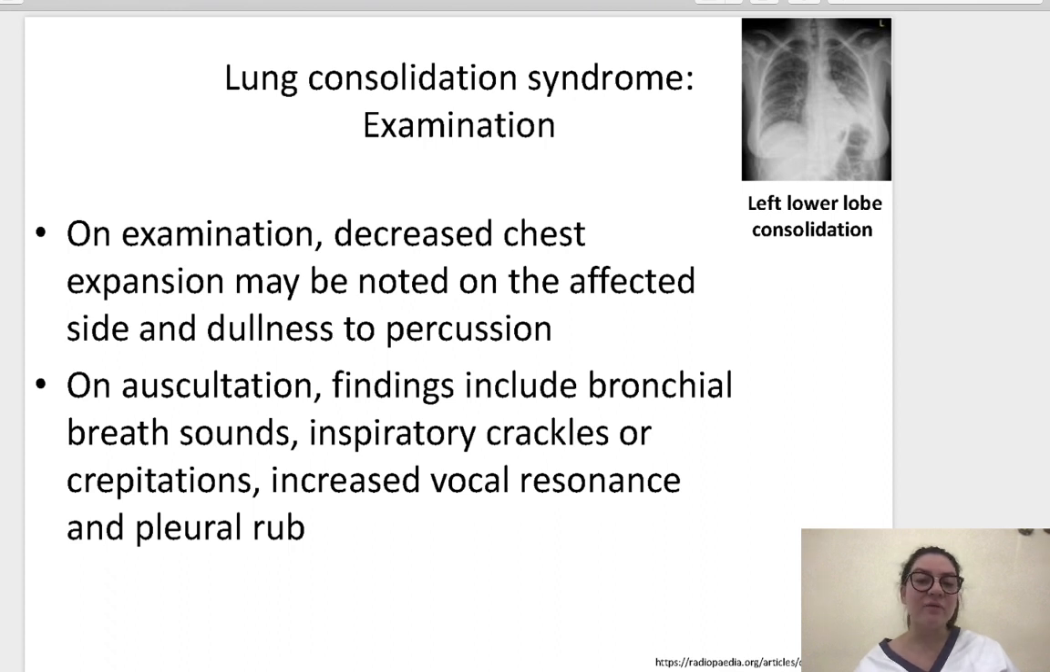Yes, and we have a new picture. It is an X-ray of the chest of a patient with left lower lobe consolidation. Here is a patient with pneumonia, and you see at the left lower lobe of the lung near the heart, the tissue of the lung is more white than other tissue. It is a sign of consolidation.